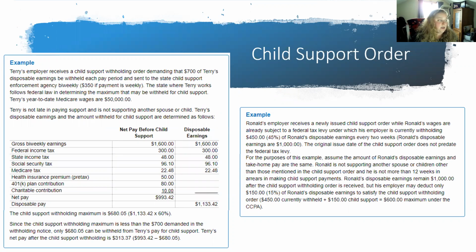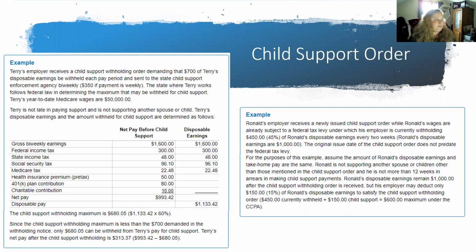So Terry's disposable earnings and the amount to be withheld are, if he's not supporting another family and he's not in arrears, what's the biggest percentage we can take? Not in arrears, 50, 60. It's 50 and 60, and then it goes up 5% if you are in arrears. So 55 and 65. So 60, yeah, you were right.